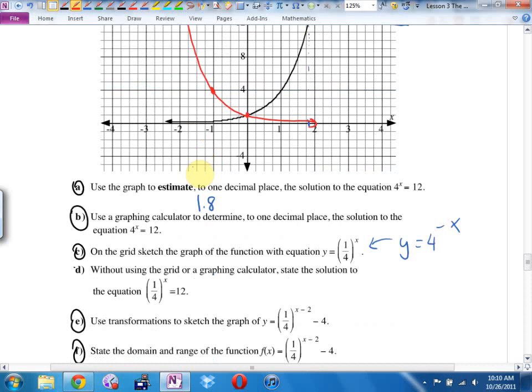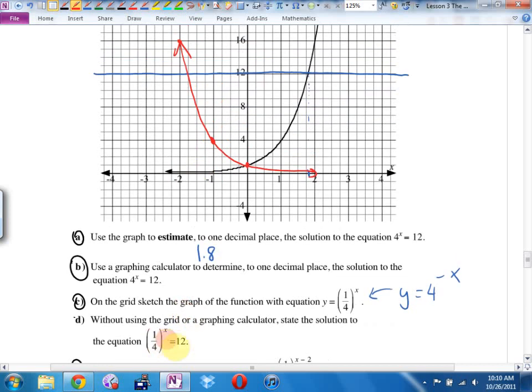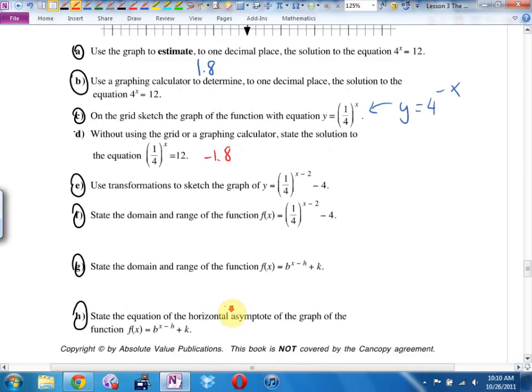And now I can tell you what the solution to this is. If I go straight down, it's going to be negative 1.8-ish, or negative whatever this number is, because it's a reflection. Were there any others on number 4 that you were going, before I do number 8?